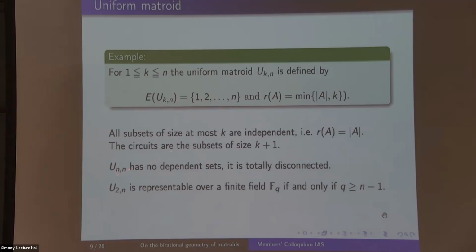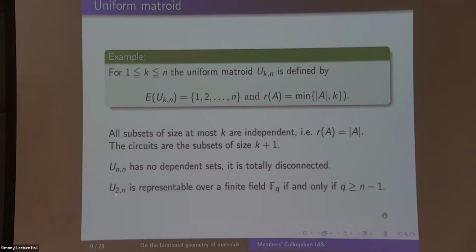If you push this to the case where n is equal to k, everything is independent with no dependent subsets. Every subset is independent, and you can think about this matroid as being a direct sum in the theory of matroids of n 1-element sets. And this matroid we call totally disconnected. Totally disconnected means every subset is independent. There are no circuits and no subsets which are dependent.